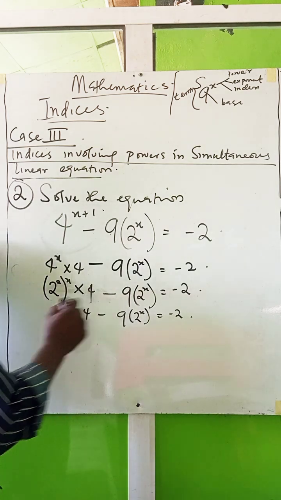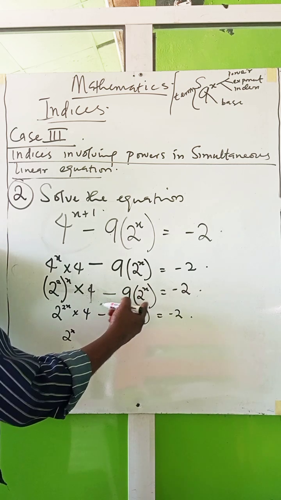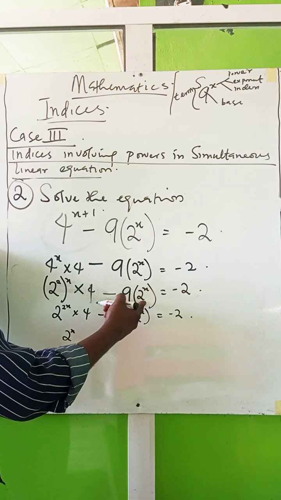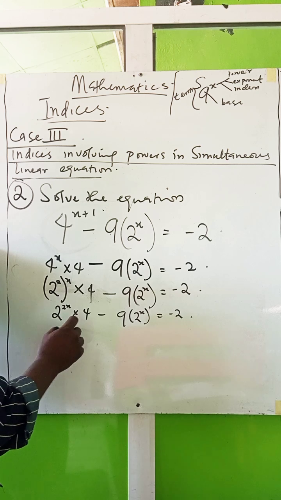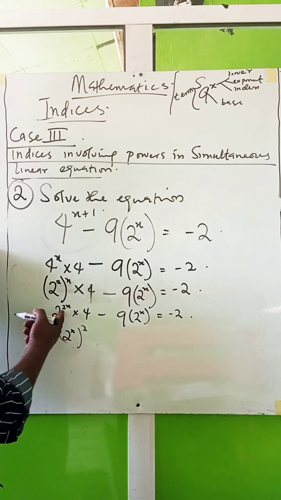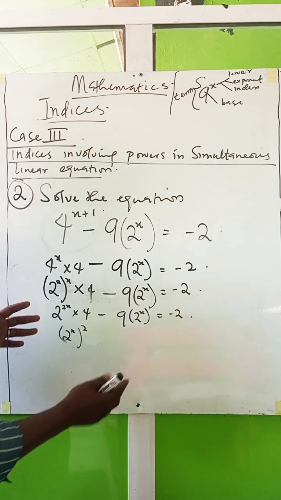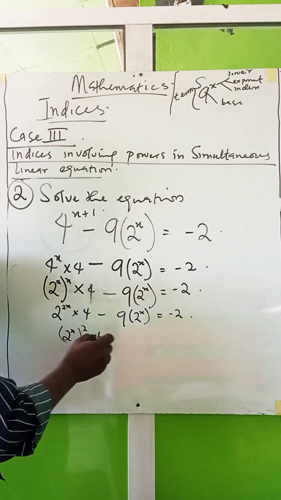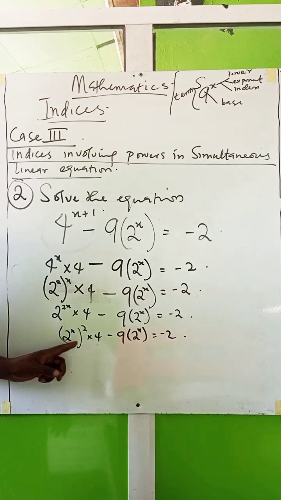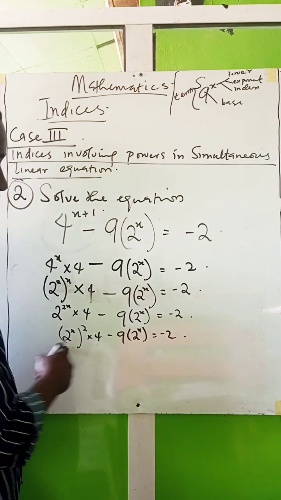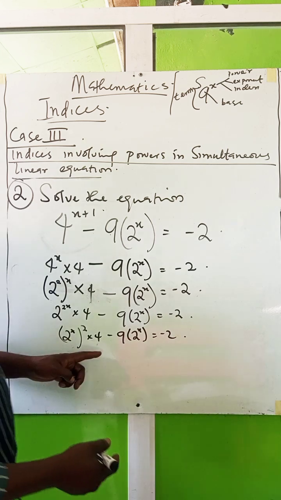Now, 2 raised power x, this can be 2 raised power x. We want to bring out a common term, a factorizable one. Look at this. 2 raised power x is here, 2 raised power x is here. I can use something to represent it, for this to take the form of a quadratic form.